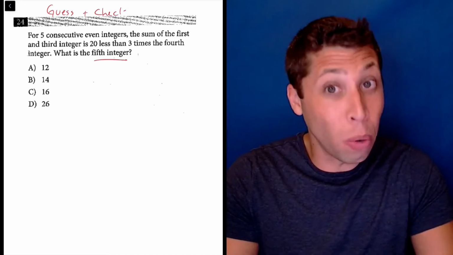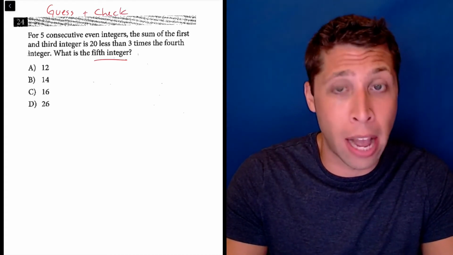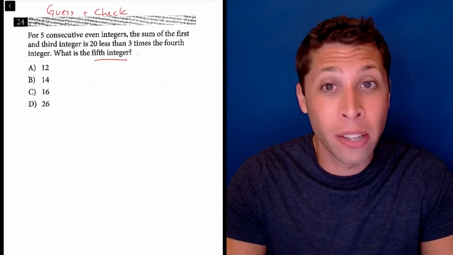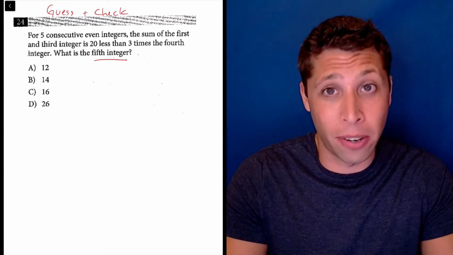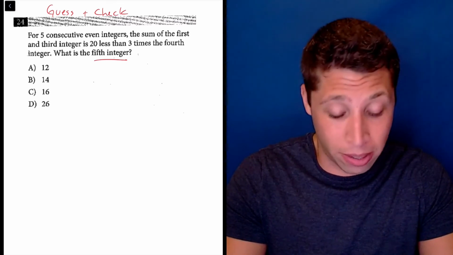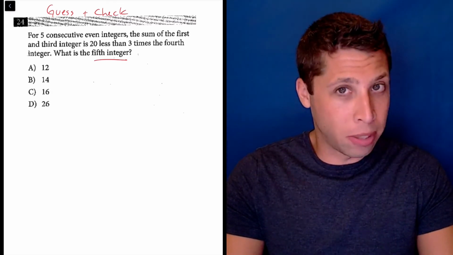Maybe if you totally understood what was going on, you can go for the algebra here, but I think you're also setting yourself up for a little bit of a trap if you do. So just kind of know yourself here, and this is a good example where with some perseverance, we can save these points. So let's take it one step at a time.